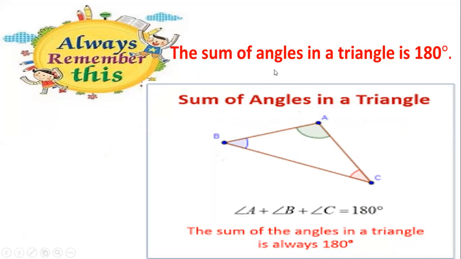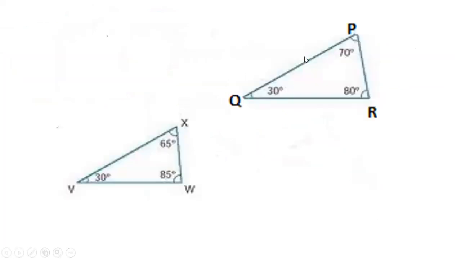This sentence, guys, will be the most important thing I will use in the next lecture in our triangles too. So please don't forget this sentence. The sum of angles in a triangle is 180 degrees. Don't forget it. This sentence is very important. What do we mean by this sentence?